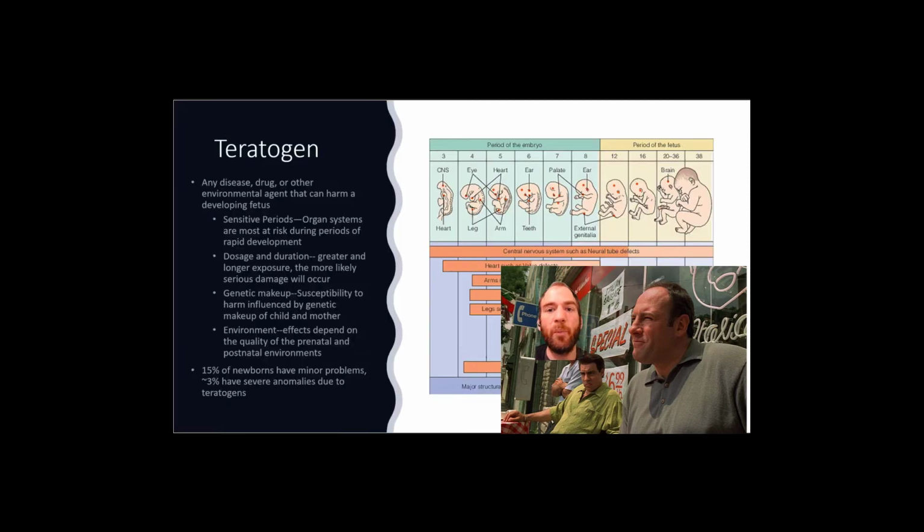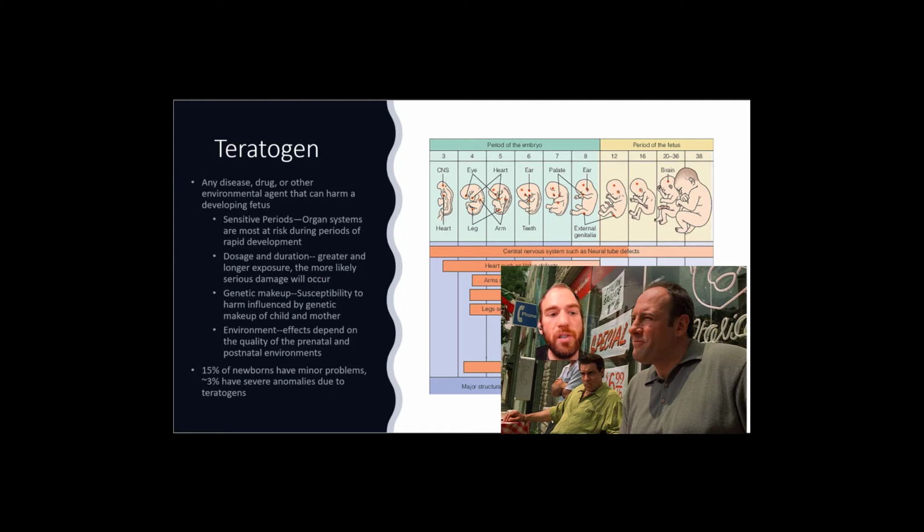So let's make this a little more specific. Let's look at teratogens: any disease, drug, or other environmental agent that can harm a developing fetus. There are sensitive periods, when organ systems are most at risk during development. I alluded to that earlier, and you can see this is a classic chart to the right-hand side. You don't need to memorize the weeks or whatever, but just look at this. Certain parts of development are rapidly developing at certain periods of prenatal development. So the eye, legs, whatever, week 4, you see a rapid advancement in that physical development.